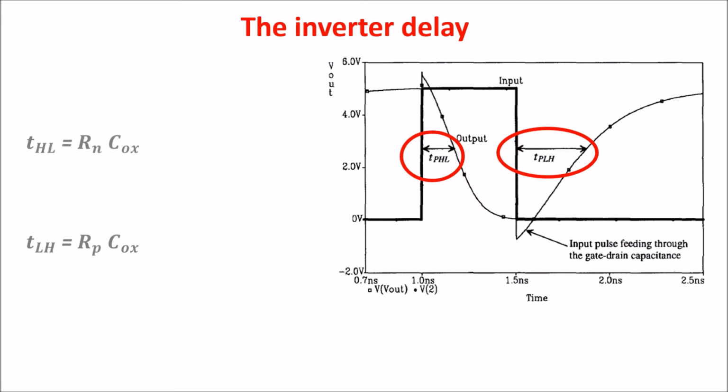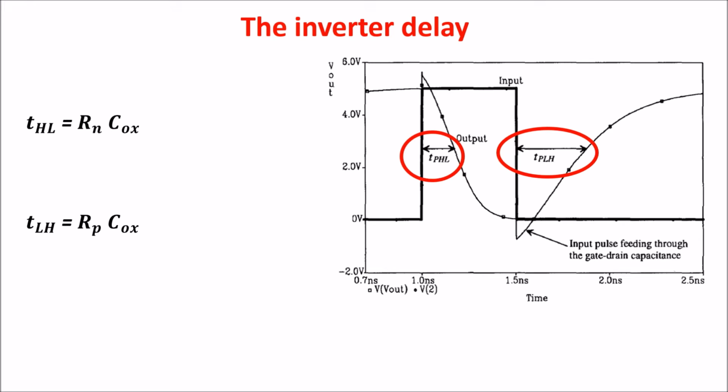These two times are different because the resistance of the PMOS is bigger than that of the NMOS, because the holes have less mobility than the electrons. So the NMOS is faster than the PMOS.